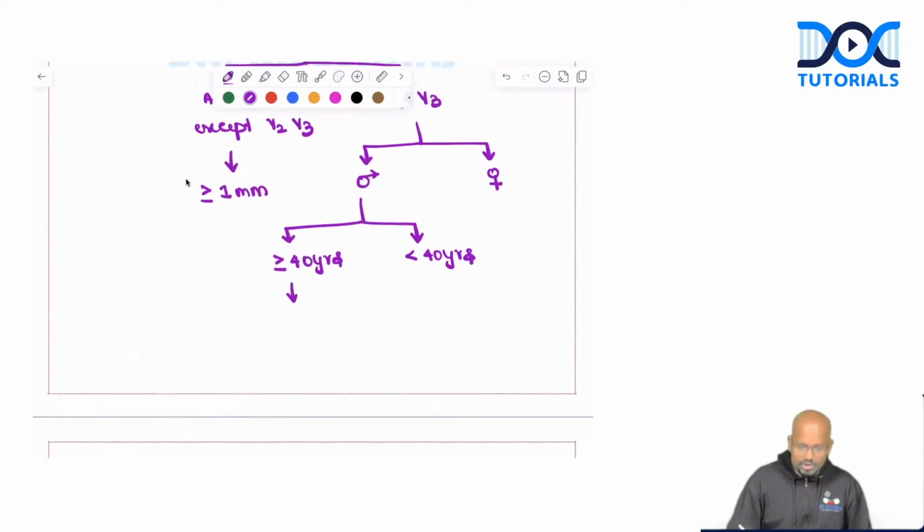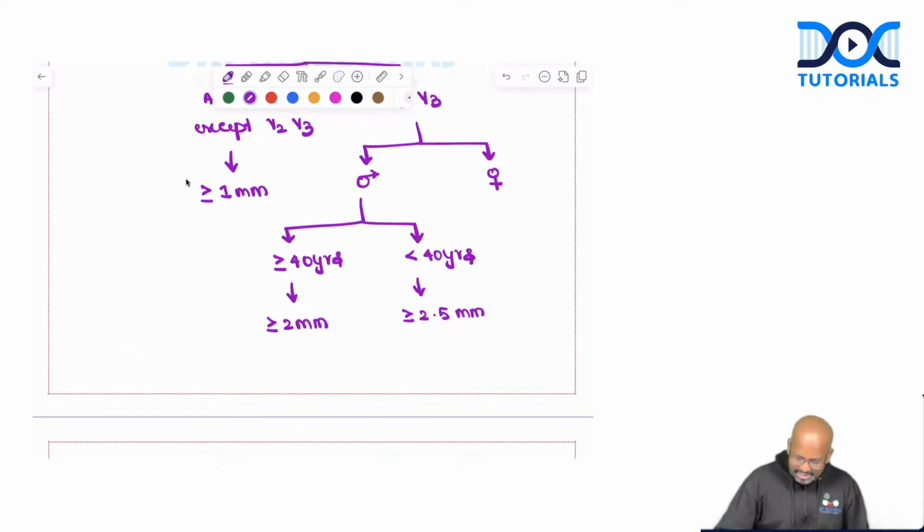If he is more than or equal to 40, an ST segment elevation of more than or equal to 2 millimeter is diagnostic of STEMI. If the patient is younger, less than 40 years of age, we can increase it further: 2.5 millimeter, we can diagnose the patient as STEMI.